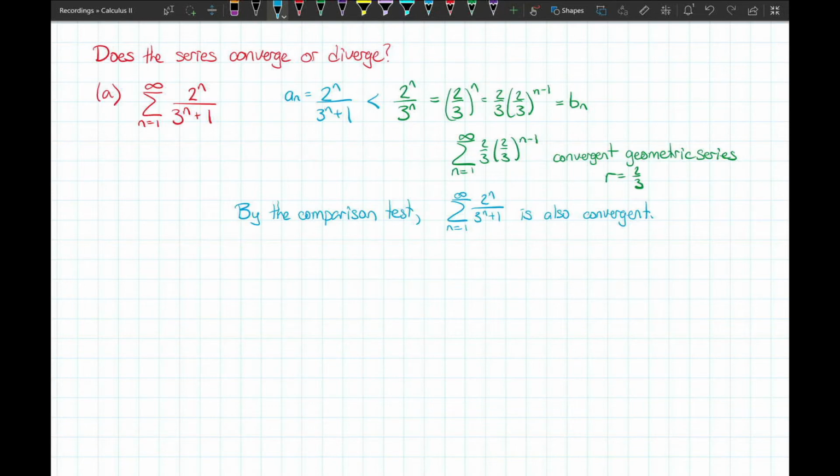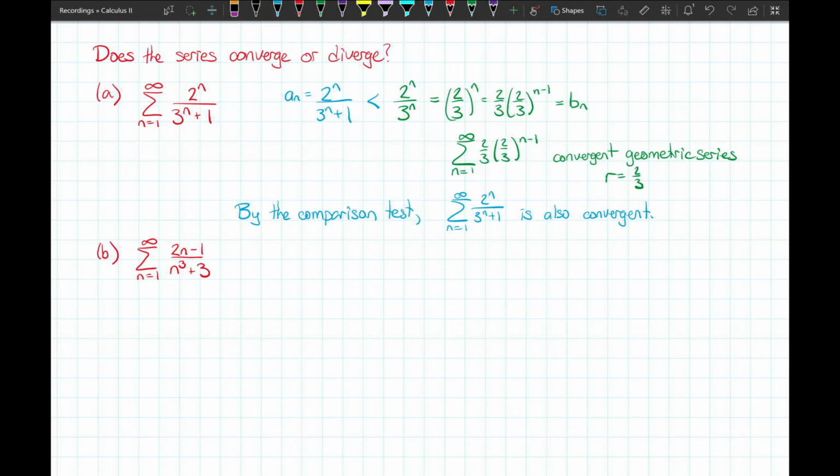The comparison test works in that case because I am smaller than something that's convergent. If I was larger than a convergent series, then, well, I wouldn't be able to make any kind of conclusion. It doesn't tell me that I actually have a finite result or not. So be careful. Let's try another example and see if we can make another easy comparison.